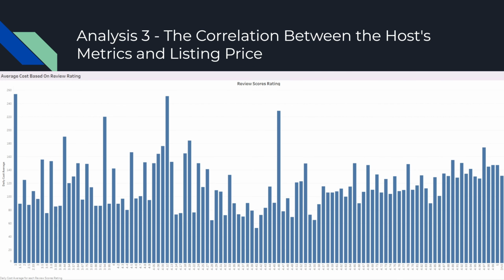For analysis 3, we did the correlation between the host metrics and the listing price. The graph below shows a correlation between the host metrics, which is the reviews that the listing got, and the cost of the listing. You can see that there seems to be an anomaly for one-star reviewed B&Bs being the same cost or even more expensive than a lot of the 4-star listings.